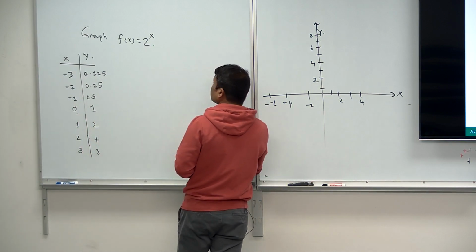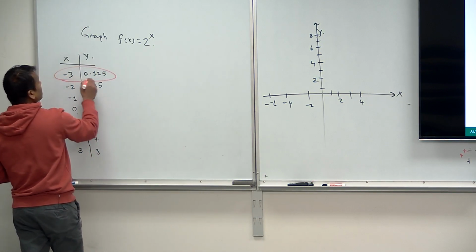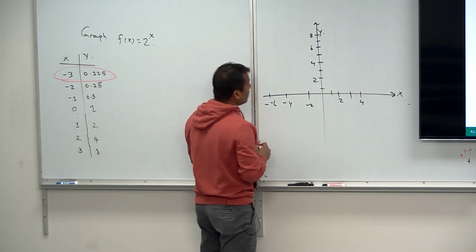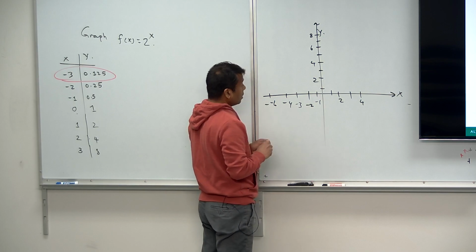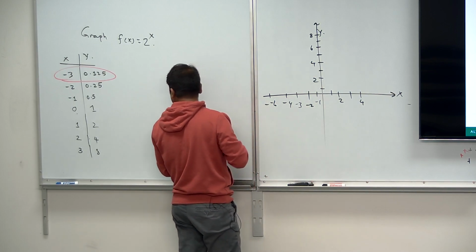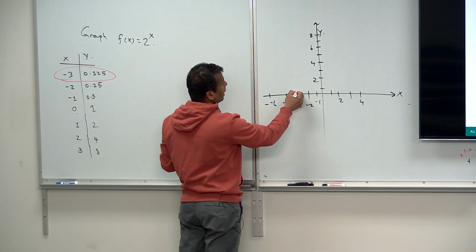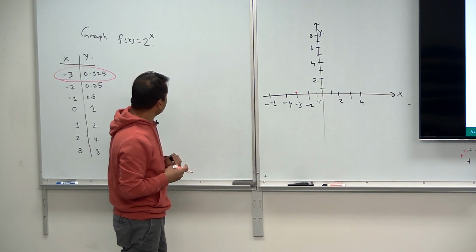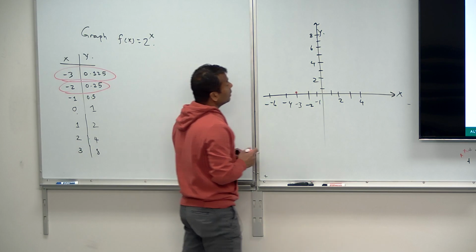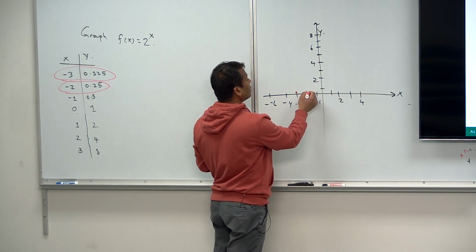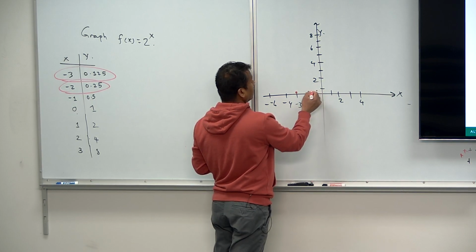So now you plot the point -3, 0.125. So -3 is right here. This is -3. You see? This is -1. So -3, 0.125. So it's going to be pretty close to the x-axis, this point. And then you have -2, 0.25. So -2, 0.25, it's pretty close to here. And then -1, 0.5, somewhere here.